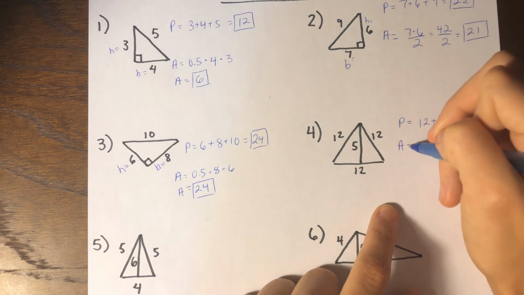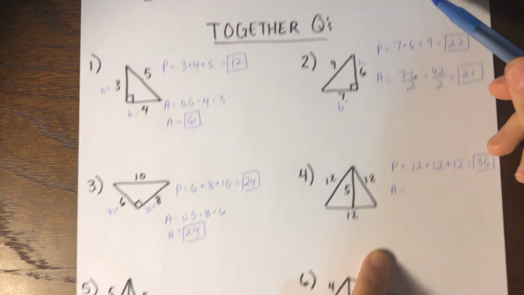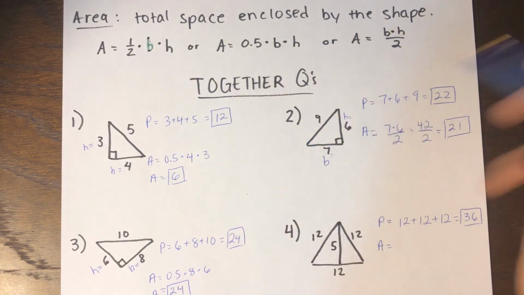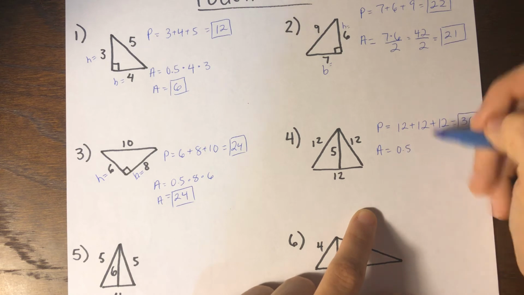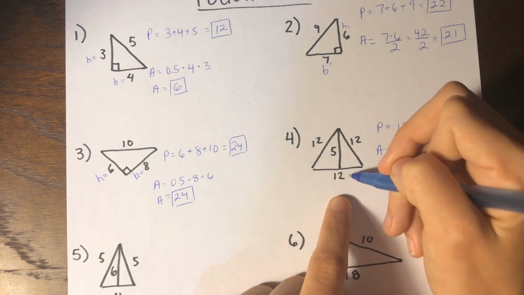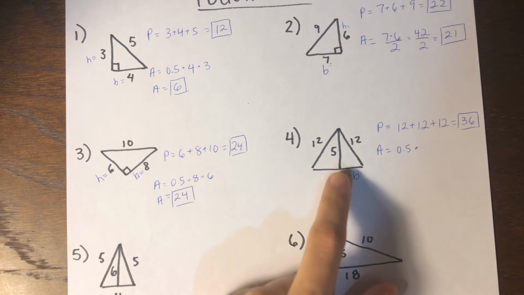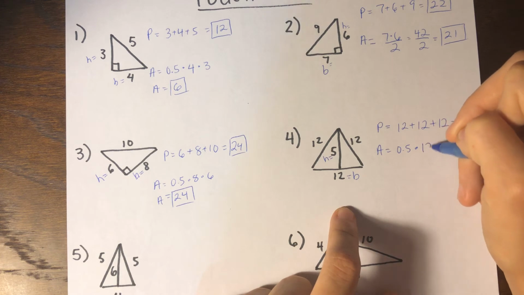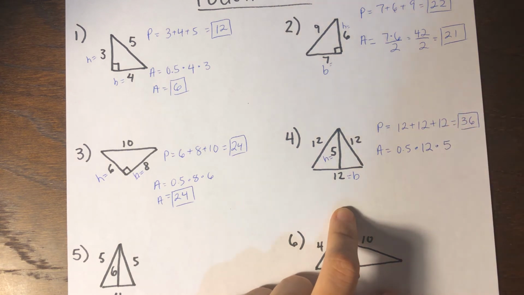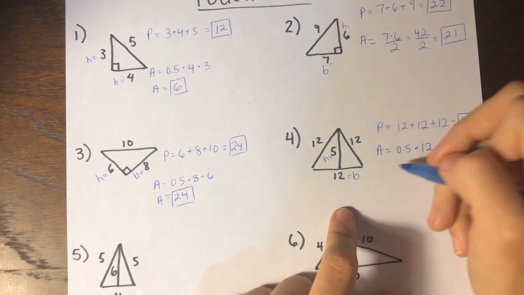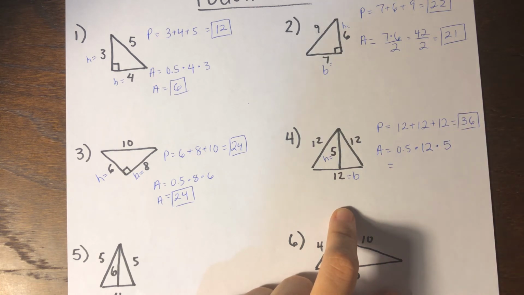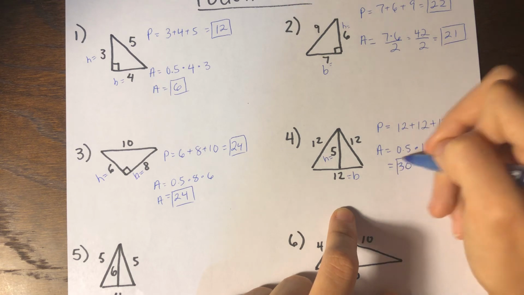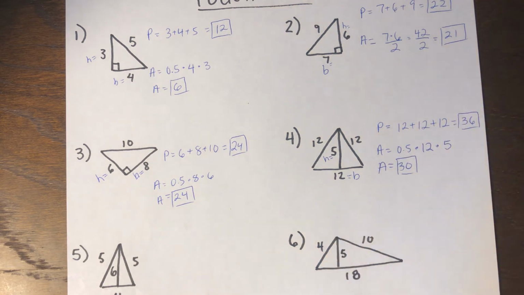Now for area. Again, you can use this way, this way, that way, or that way. I'm going to stick to the 0.5, times my base, which is 12. This time my height is inside, so H is 5. So I have times 12 times 5. I do all of that together. 0.5 times 12 is 6, times 5 is 30. So my area is 30 for that one.